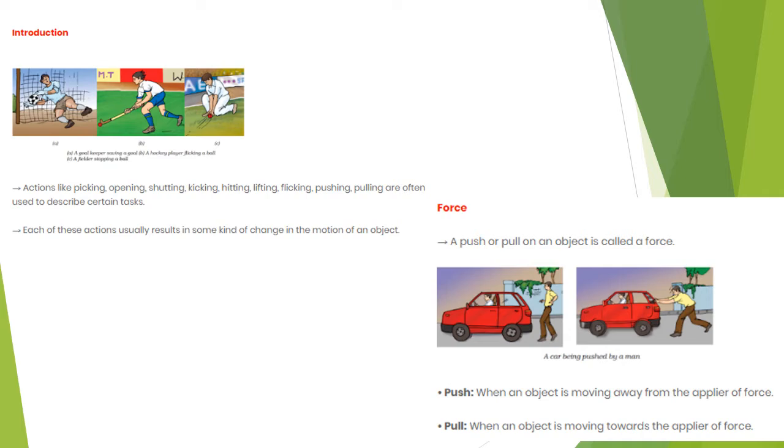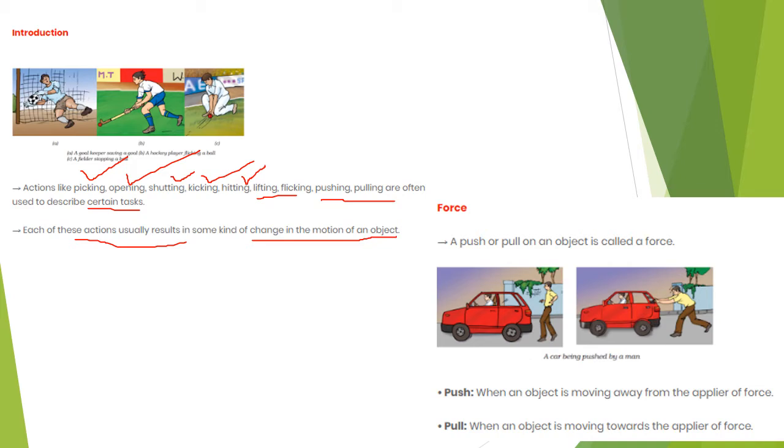First of all, let's recall some activities such as picking, opening, shutting, kicking, hitting, lifting, flicking, pushing, pulling. These are the terms, or you can say these are the action verbs, the actions we are doing to describe certain tasks that we do in our day-to-day life. Each of these actions usually results in some kind of change in the motion of the object.